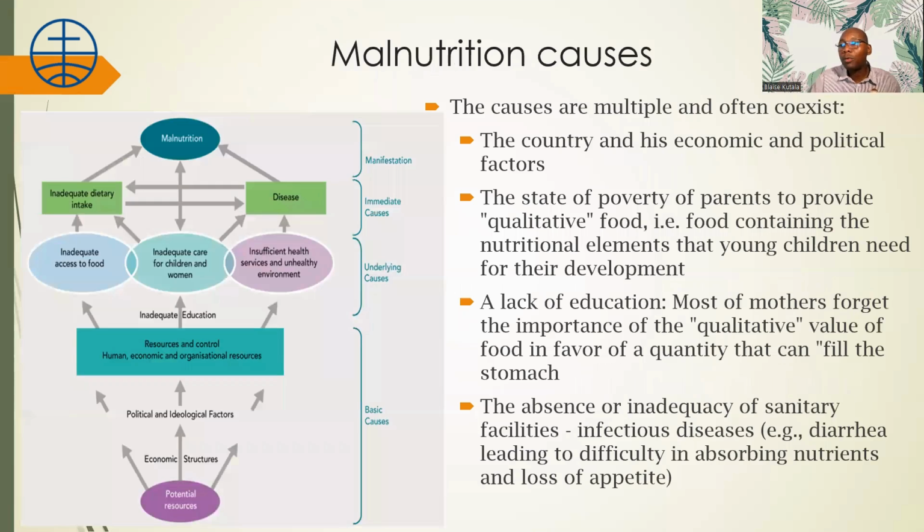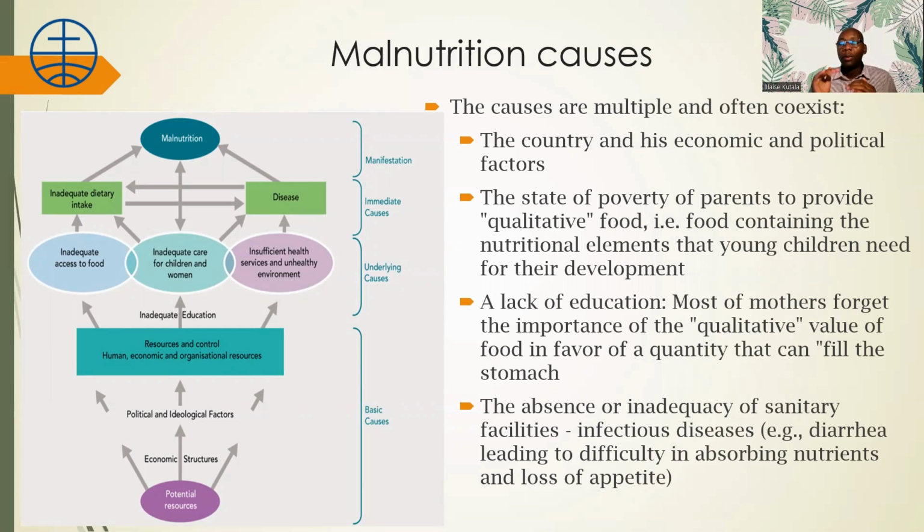So we will move to the malnutrition causes. I think we are not going to dwell on the causes of malnutrition, which are multiple and coexisting. As you can see in the graph on the left, in the background of all these causes, we have the economic and political factors of the country. Here we are talking about the public health policies and the public nutrition policies of the country.